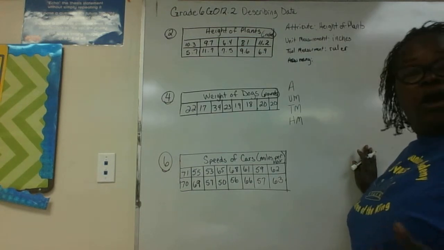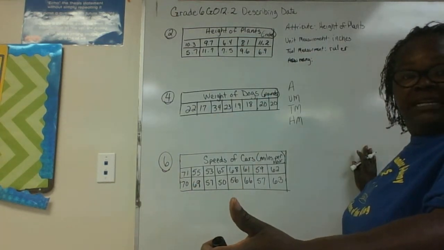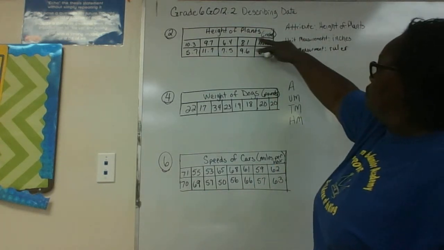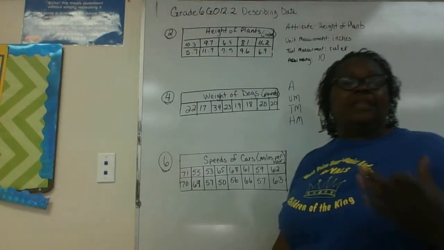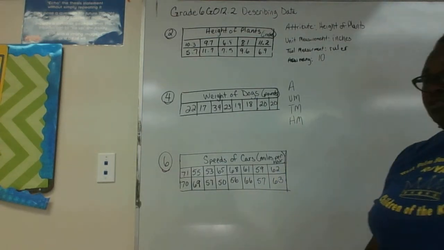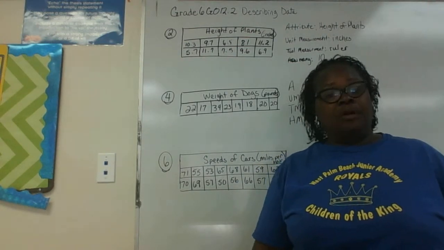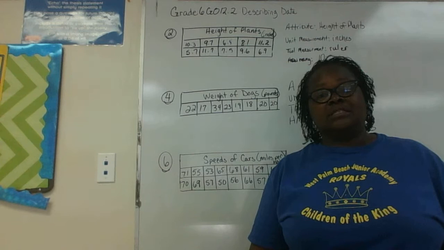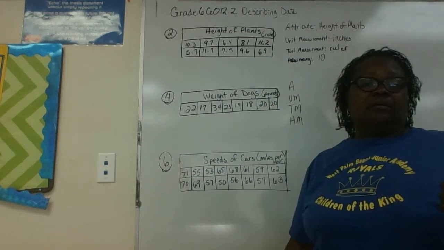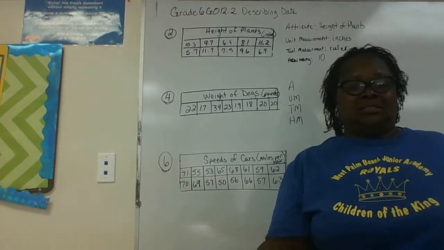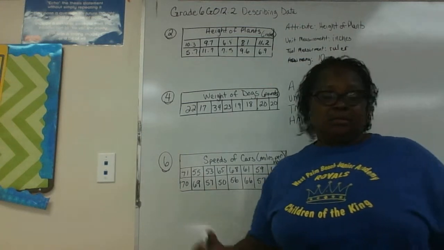And then lastly, how many bits of data did we collect? Well, 2, 4, 6, 8, 10. We collected 10. And that's how that's done. Attributes: who or what are we talking about? Unit of measure tells us how we were able to talk about that. Tools, measures: by what means. And then how many is how many.